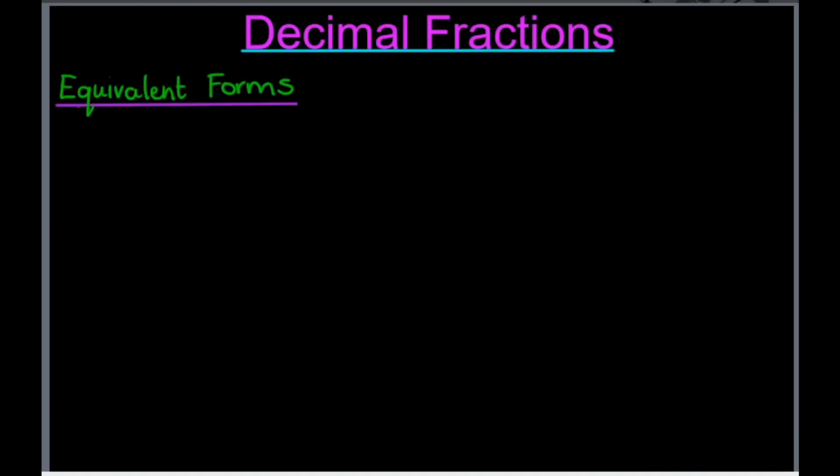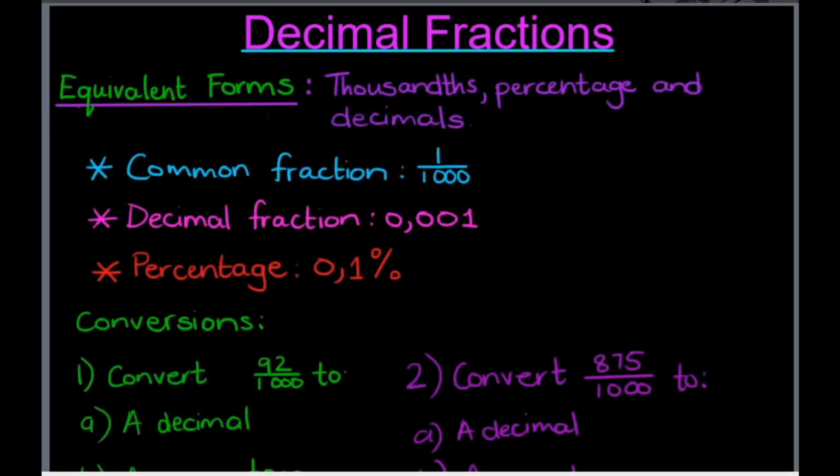Lastly, for our equivalent forms, we have thousandths, percentage, and decimals. As a common fraction, we would write this 1/1000. As a decimal fraction, there are 2 decimal places before we put any numbers down. And in percentage, it is 0,1%.